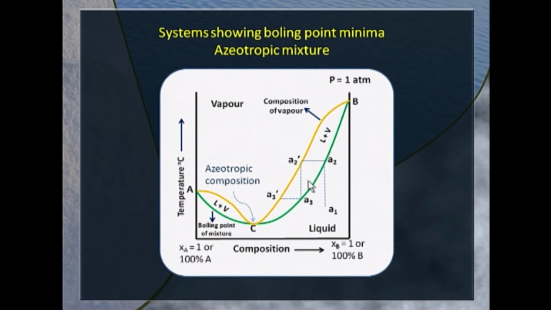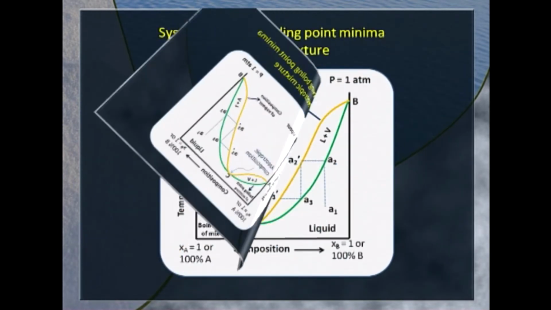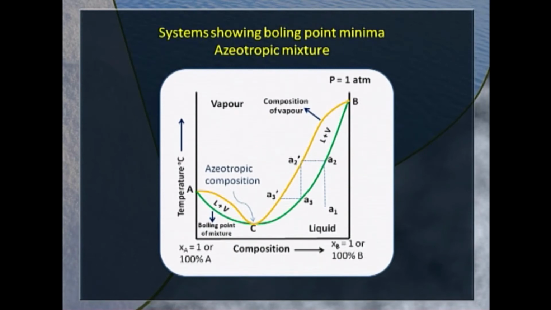The upper curve shows the composition of the vapor that is in phase equilibrium with the liquid. Let us try to use this diagram. Let us start with a liquid mixture having composition A prime and heat it. Heating is no problem because we have 2 degrees of freedom, and when we reach point A2 on the curve, it starts boiling, the vapors emerge, and the vapors have a composition given by point A2 prime.